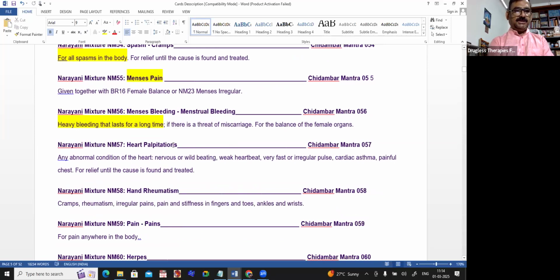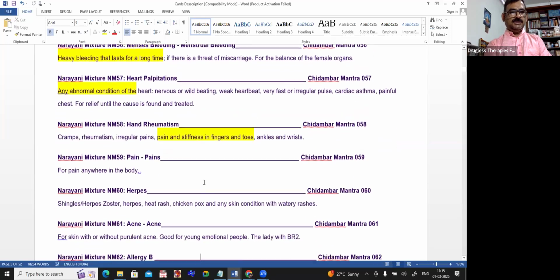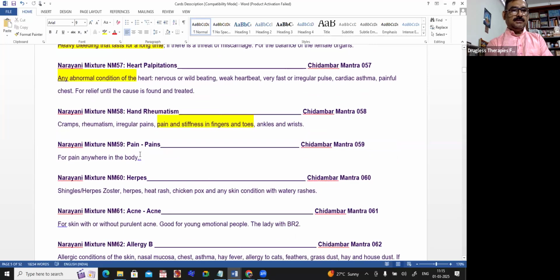Heart palpitation, any abnormality of the heart, and hand rheumatism. Pain and stiffness in the fingers and toes. Pain is for general pain.